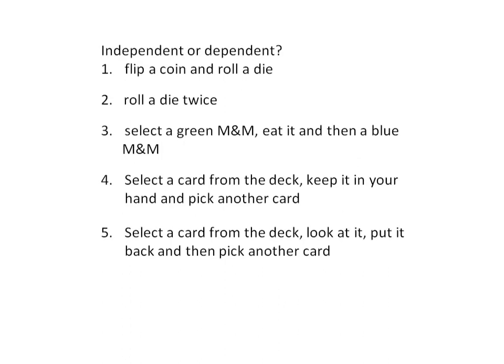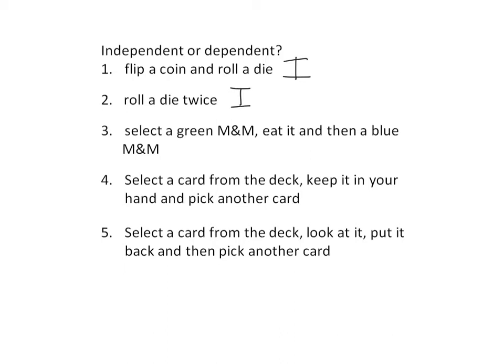So, answering quickly, are these independent or dependent events? Number 1, if I flip a coin and I roll a die. These are independent events because no matter what I flip, heads or tails, it doesn't affect how I roll the die. Number 2, roll a die twice. If I roll a die and then I roll a die again, is the second roll dependent on the first one? No, it is not. So they are independent again.